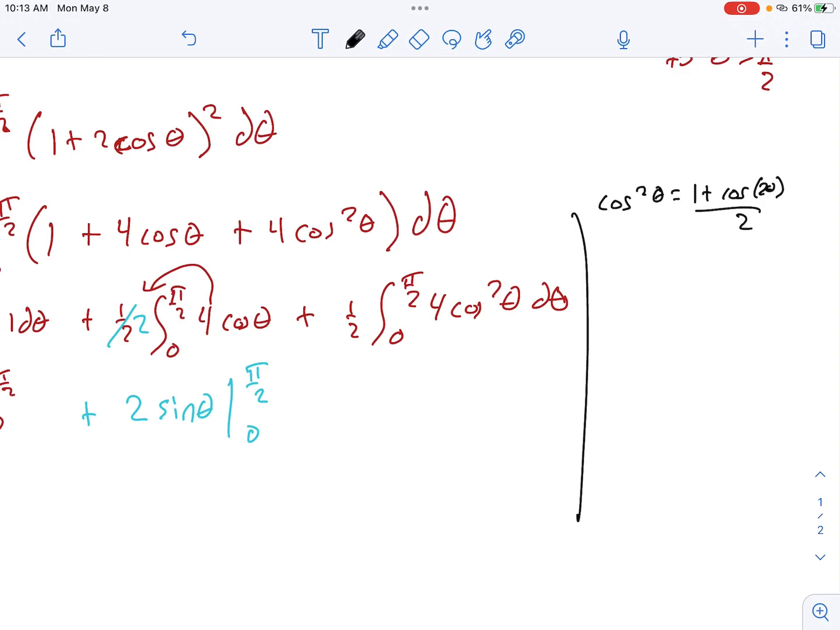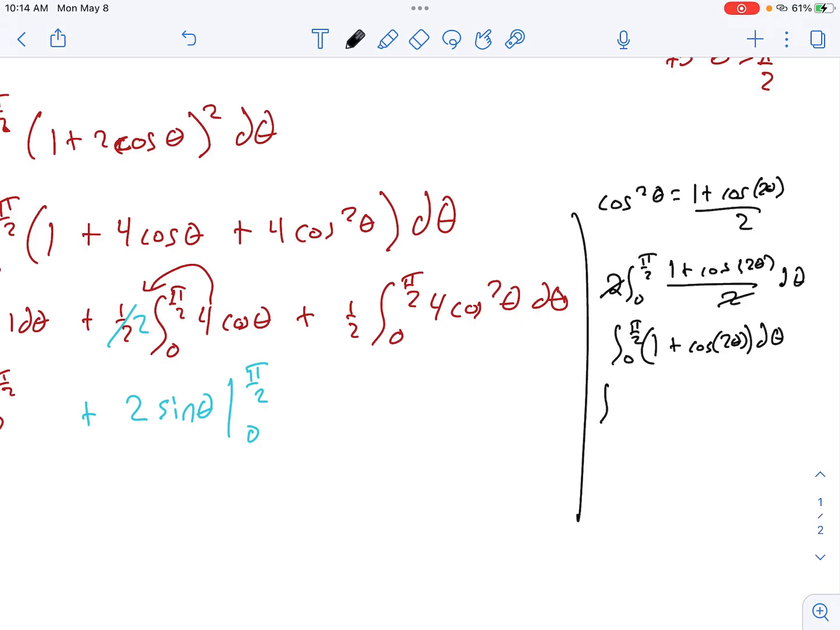So that'd be 1/2 integral from 0 to pi halves of 4. Let's just bring that 4 out to the front like we did on the other one. So 4 times 1/2 is 2. Then we have 1 plus cosine of 2 theta over 2 d theta. We can actually divide that 2 out to the front as well, so that makes it much nicer. So we just have the integral from 0 to pi halves of 1 plus cosine of 2 theta d theta. All right, so we can integrate that pretty easily.